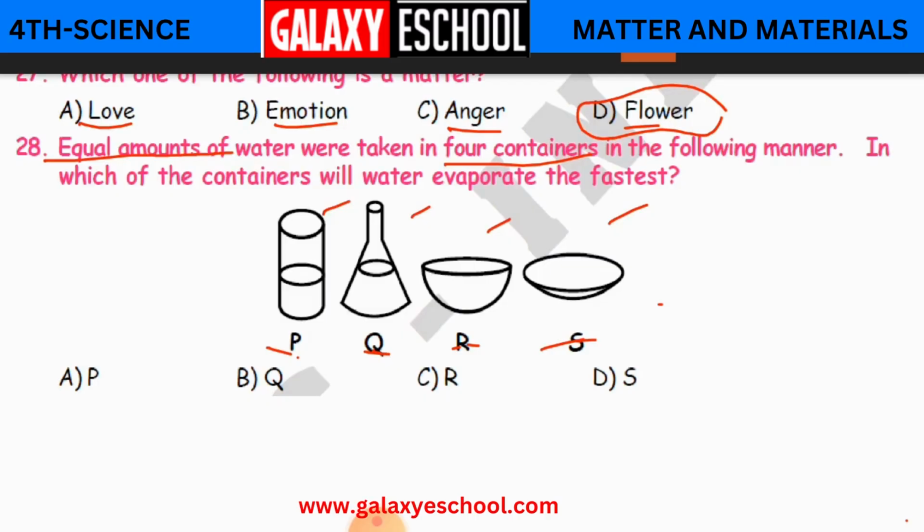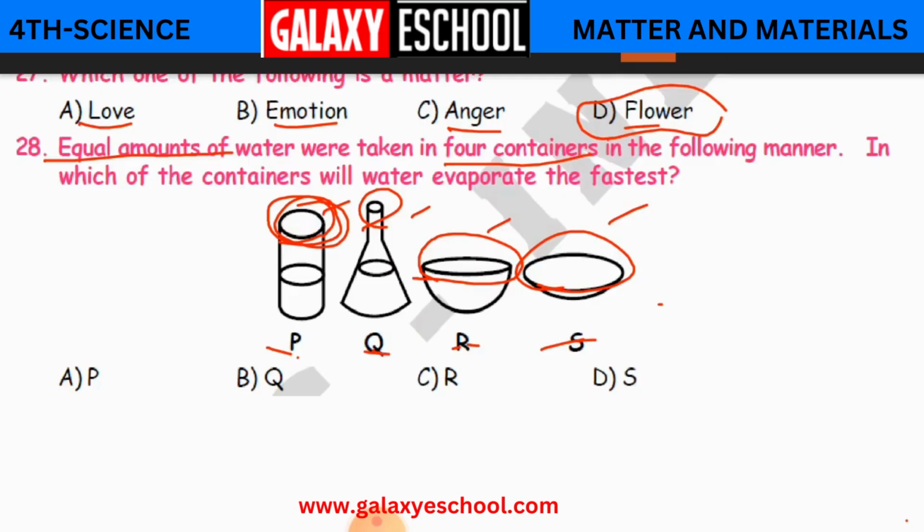See here, the space is more. Here it is a little less. Again, you have got a wide space, open spaces here. Like the opening of the container, it is having much space in these 2 containers, R and S. So in which of the containers will water evaporate the fastest? Is it in P, Q, R or S?